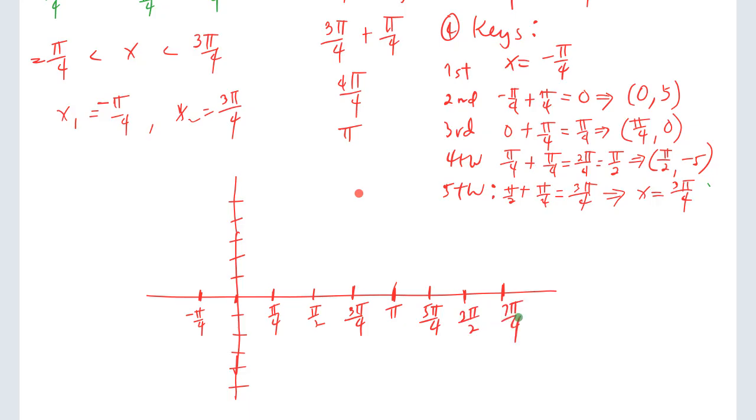Now we are going to plot the points. I'll start with the asymptotes first. Asymptotes are at x equals negative pi over 4 and then x equals 3 pi over 4. And then plotting the points, we have 0, 5. And then we have pi over 4, 0. And then we have pi over 2, and then negative 5. So this is now the first curve.